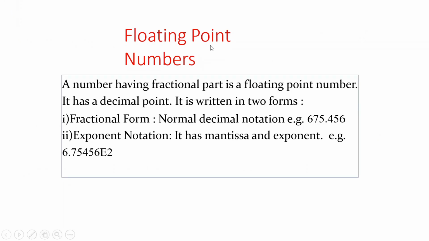Now floating point numbers. A number having a fractional part is a floating point number. It has a decimal point. It is written in two forms. The first is the fractional form, normal decimal notation, for example 675.456. The second is exponent notation, which has a mantissa and an exponent, for example 675.456e2. So in that way you can represent your floating point numbers.